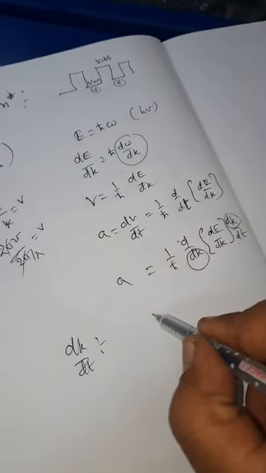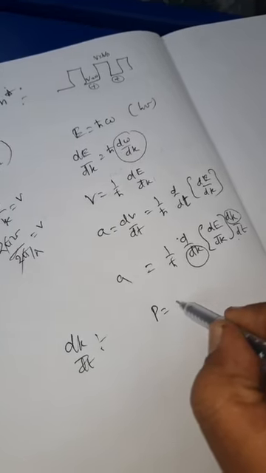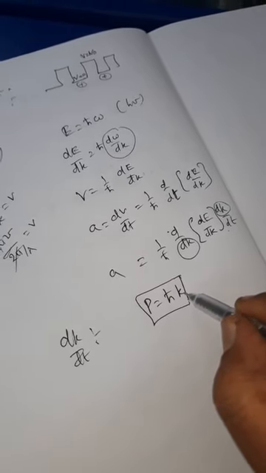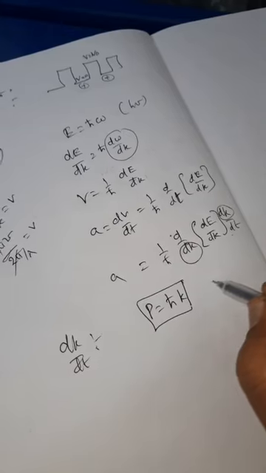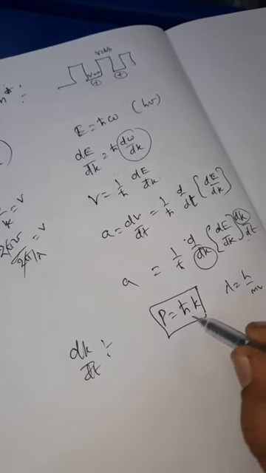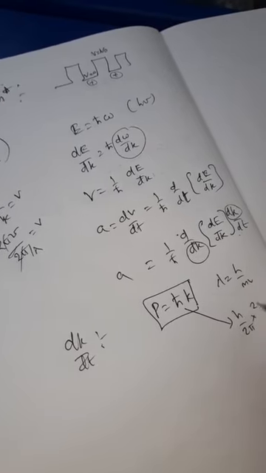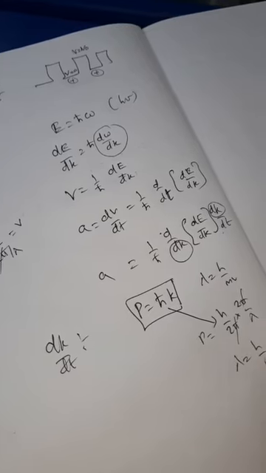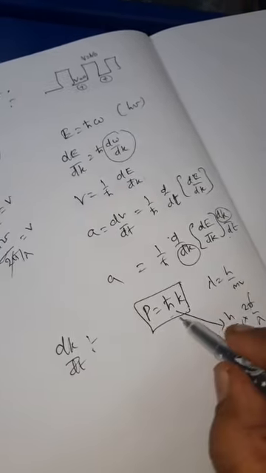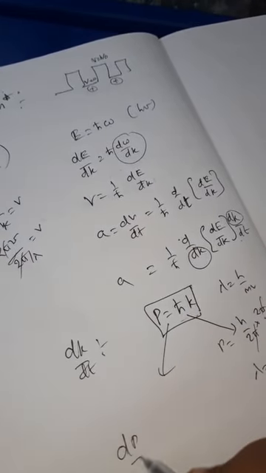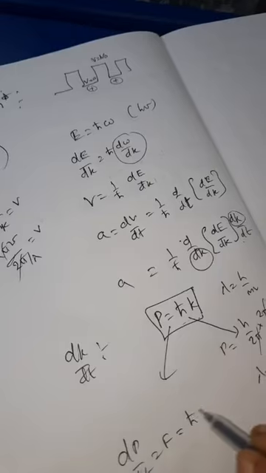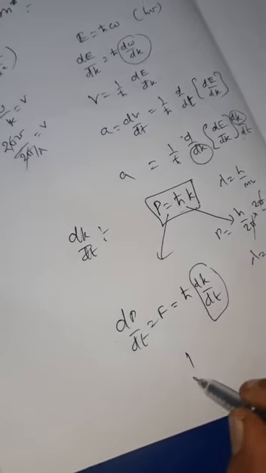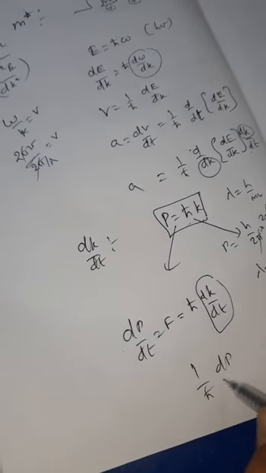For the motion of an electron, or electron wave, when we consider it, the momentum is given as p is equal to h cross k, where k is the propagation vector. It is like lambda is equal to h by mv, because h cross is h by 2 pi and k is 2 pi by lambda. So p is equal to h by lambda, or lambda is equal to h by p, that is h by mv. So p is equal to h cross k. What is dp by dt? It is force, equal to h cross dk by dt. So dk by dt is 1 by h cross dp by dt.